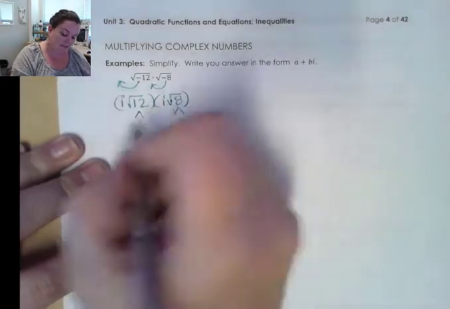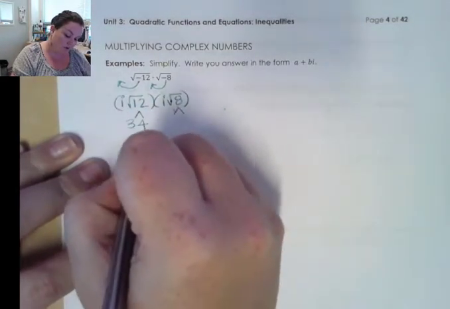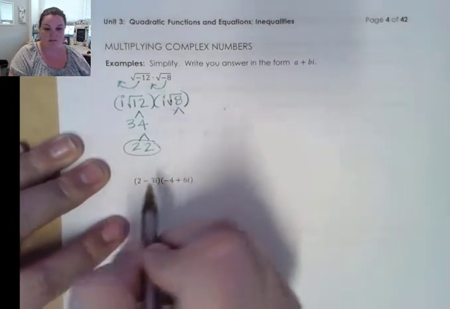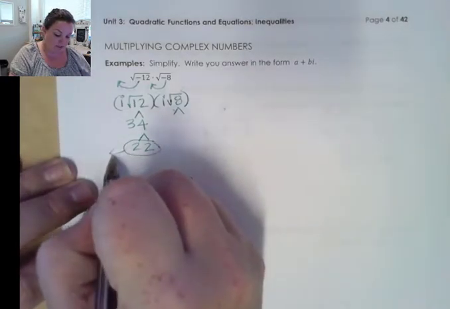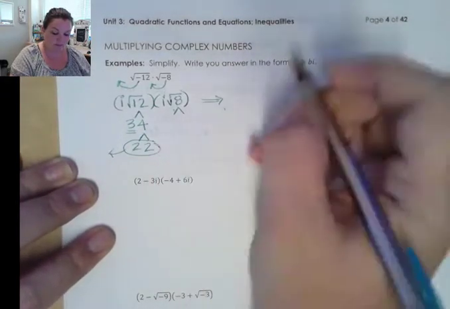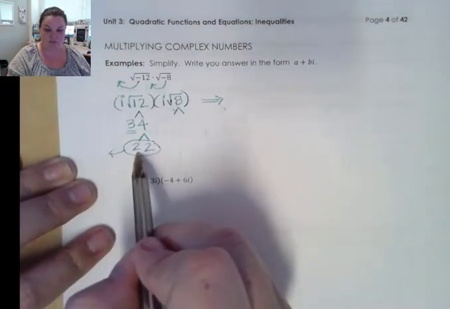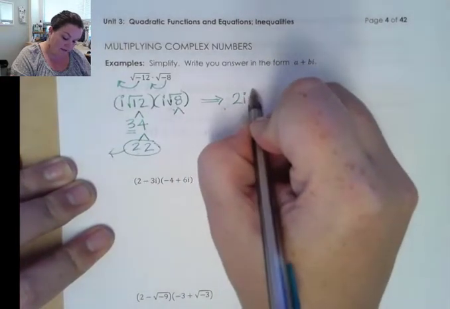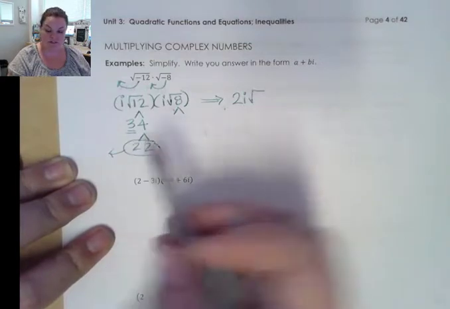So 12 is the same thing as 3 times 4. 4 is 2 times 2. So I have two copies of a 2, so that means I can bring the 2 out, and I'm left with the 3 underneath. Okay. So this first one, I brought out a 2, and I'm bringing out this i. So I have 2i, and then what's left under my radical is just that 3.